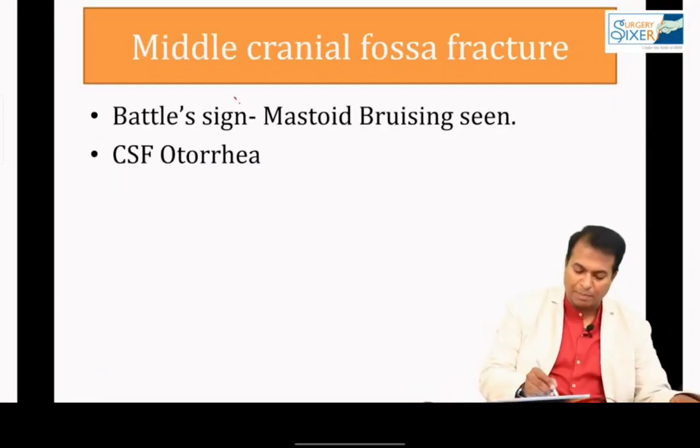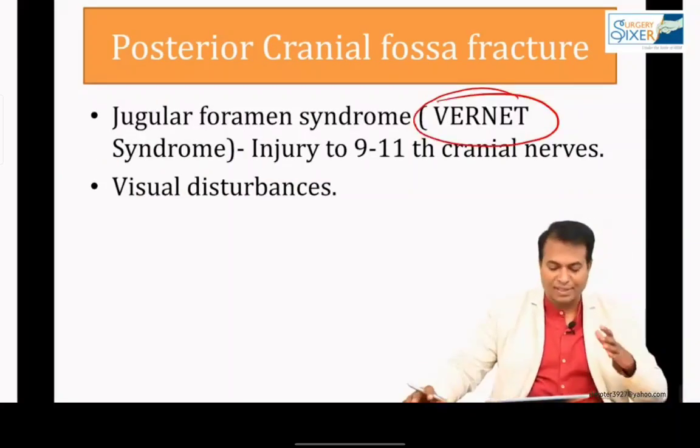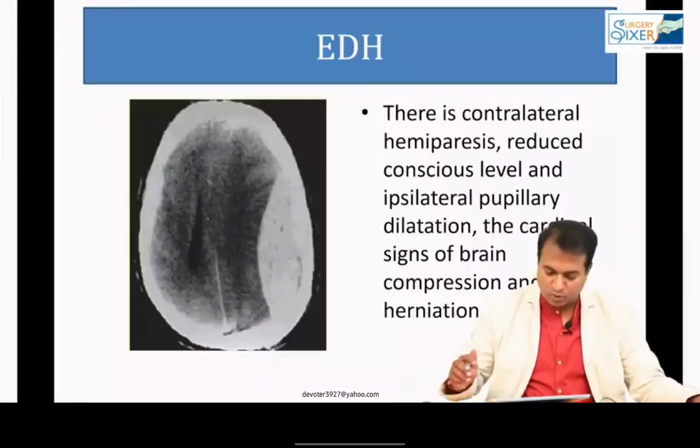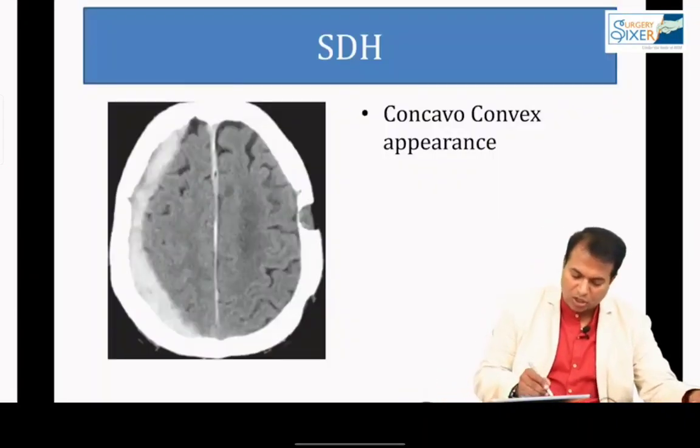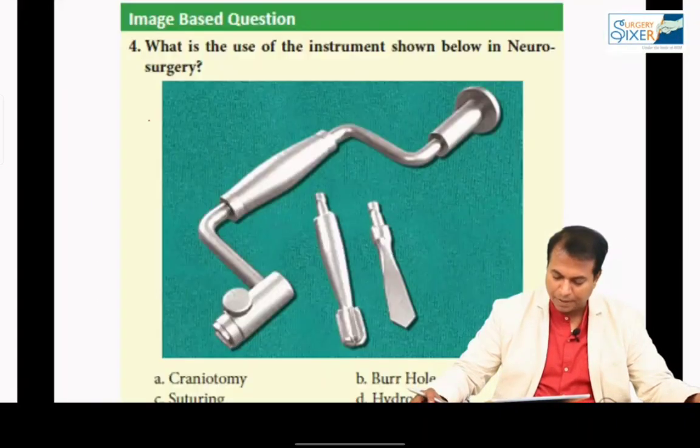Middle cranial fossa fracture, you get Battle sign. Posterior cranial fossa fracture, you get Bernard syndrome. All these I have given in your material. So NICE guidelines to take CT scan, please don't forget. And this CT scan is showing you extradural hemorrhage, biconvex shaped. And SDH you can see concavo-convex shaped. And this is the instrument used for making a burr hole.